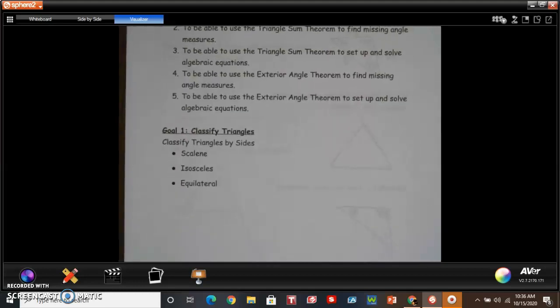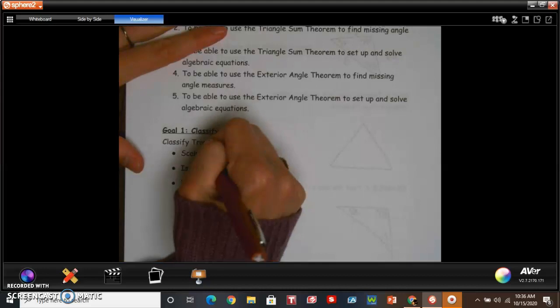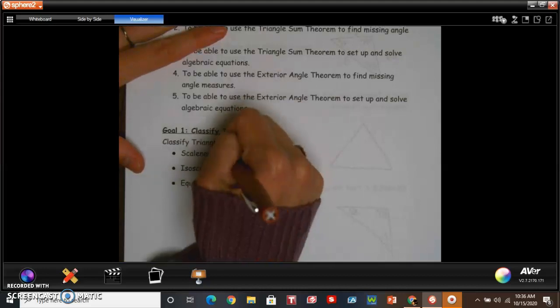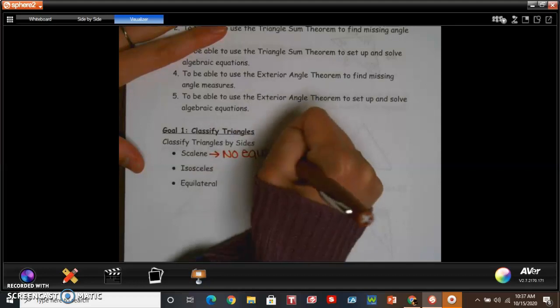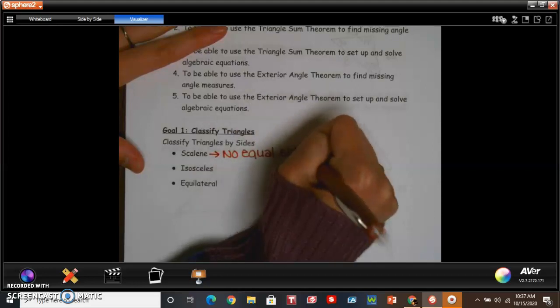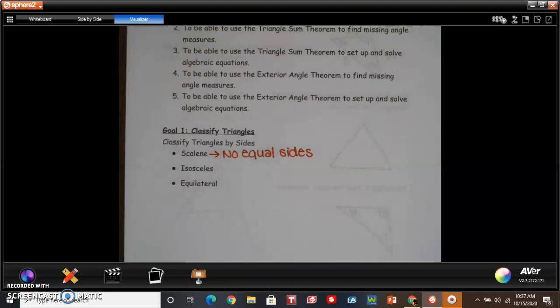There are 2 ways to classify triangles. You can classify by sides and by angles. So first one we have is classification by sides, and we have 3 side classifications: scalene, isosceles, and equilateral. And it's all about the number of sides that are the same. So for scalene, we have no equal sides. So this is whenever all 3 of your sides are different lengths.